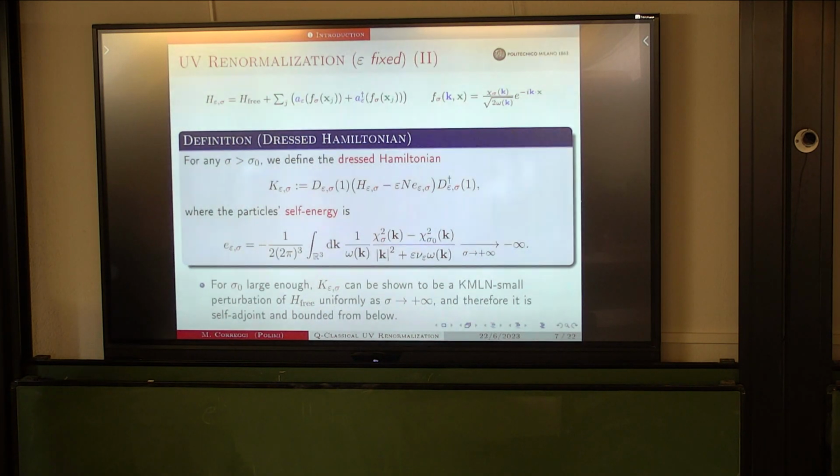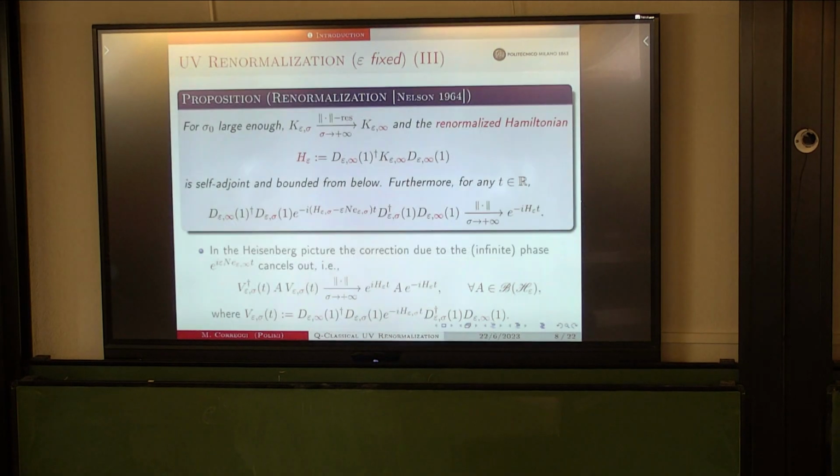Okay, very good. You define this operator here. You can do it. And what you realize, and that's very key, is that if you take sigma naught large enough, k epsilon sigma is a small perturbation, in the sense of quadratic form, of the free Hamiltonian, which used to be there before. And this is also uniform as sigma goes to infinity. So even k epsilon infinity is well defined. It's a proper self-adjoint operator, which is also bounded from below. So that's how the ultraviolet renormalization basically works for epsilon fixed.